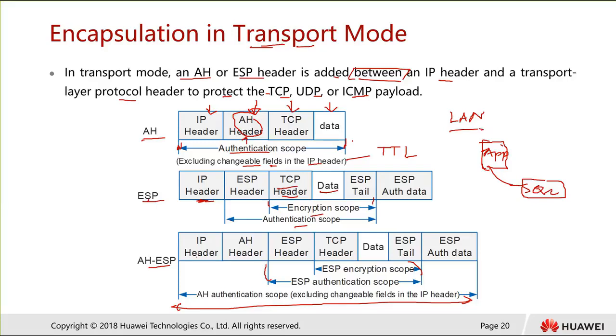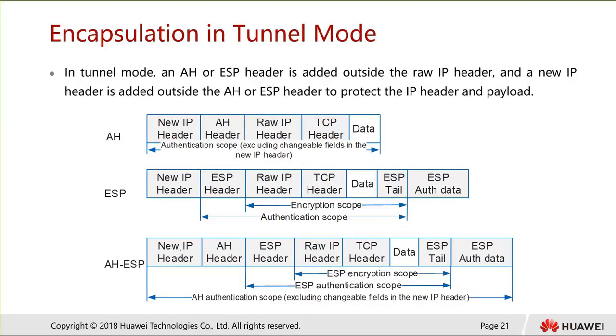The reason is because we want to keep the IP header as original as possible, and they are not really suitable for a router scenario. So the next mode is the tunnel mode, encapsulation in tunnel mode. Now in the tunnel mode, an AH and ESP header is added outside. This is a keyword, outside. So the earlier one is between, and this one is outside. The raw IP header is kept and a new IP header is added.